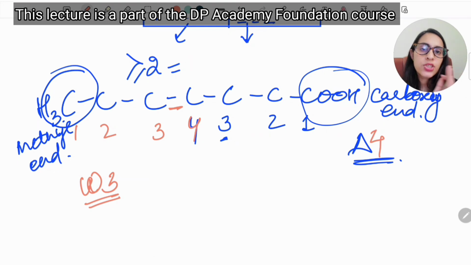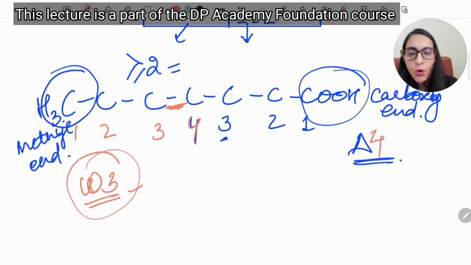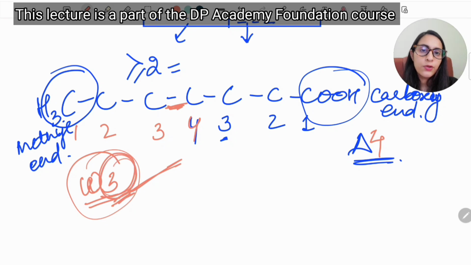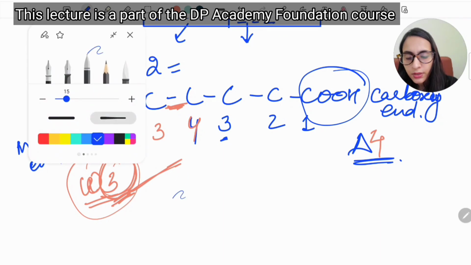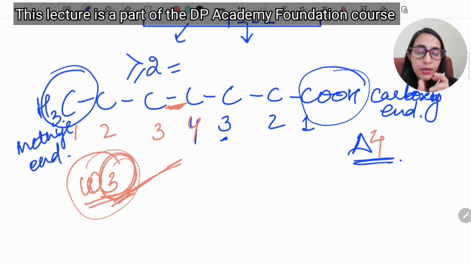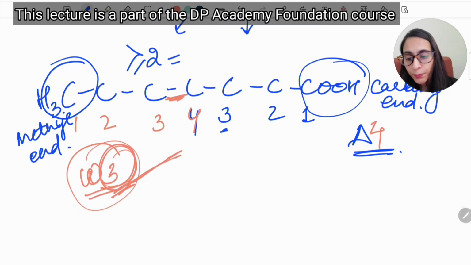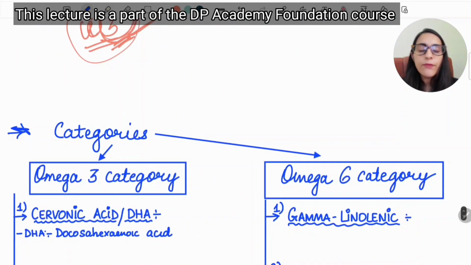So depending on which side you start counting the double bond, we have this kind of system. The omega system is the most accepted system, and you must have heard of omega 3 fatty acids. This is the double bond present at the third omega position, counted from the methyl end. So if the carbon double bond is counted towards the methyl end, it is known as the omega system.